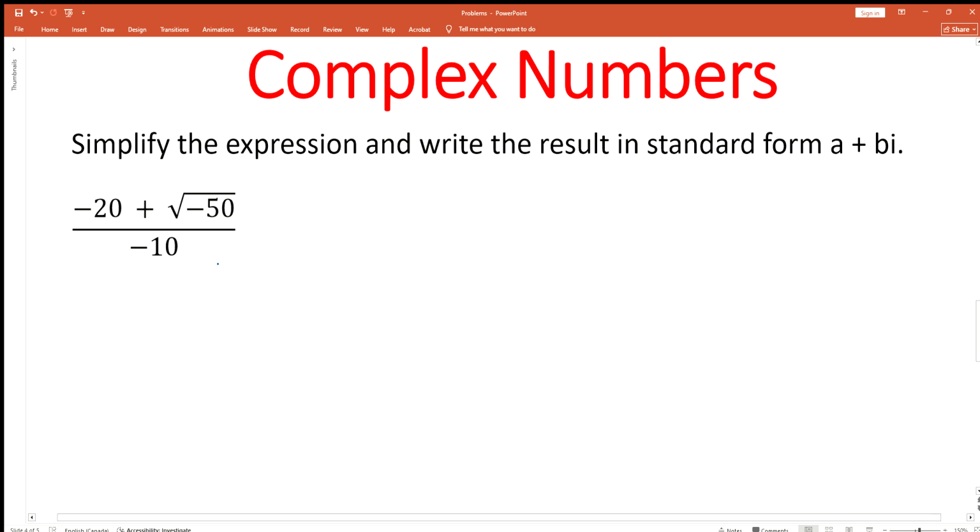The first step is to simplify the term square root of -50. As you may know, square root of a negative number is not a real number. So we have to use the imaginary unit i to simplify square root of -50. -50 can be written as 50 times -1 under the square root. As you may know, -1 is equal to i squared, so we should replace -1 with i squared.